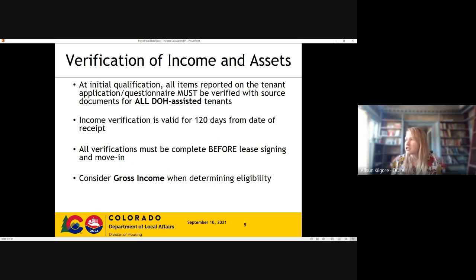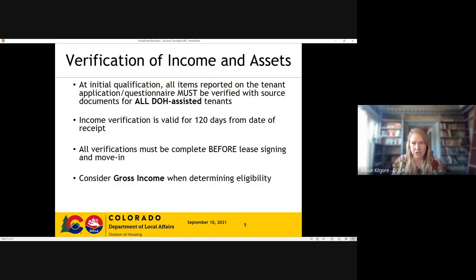So for the verification of income and assets, at initial certifications, all items listed on the application or the questionnaire must be verified with source documents for all DOH-assisted tenants. You may be aware that during the period of affordability you can accept different things in lieu of source documents. Just know that at initial qualifications, there's a higher threshold that you need to meet with regards to income certifications.